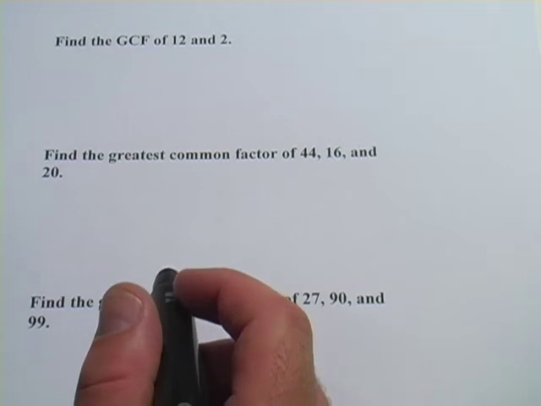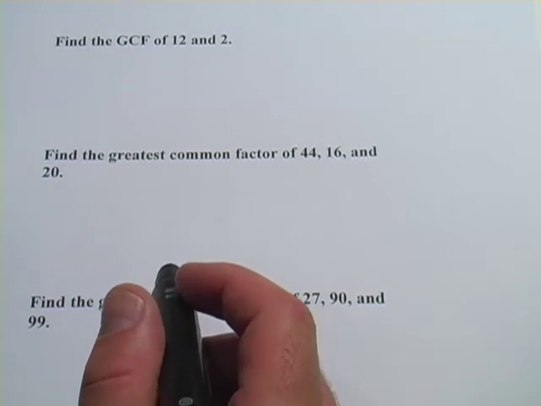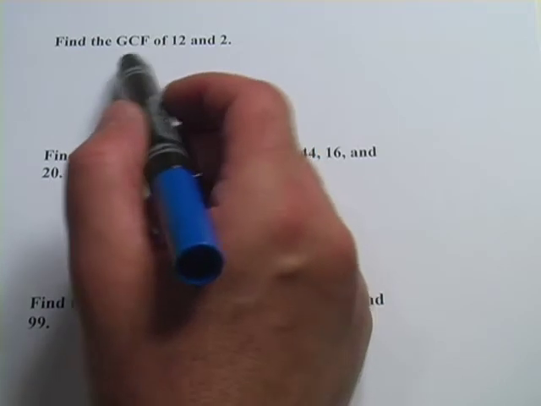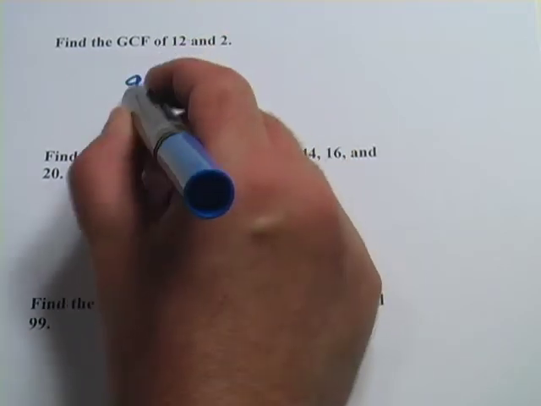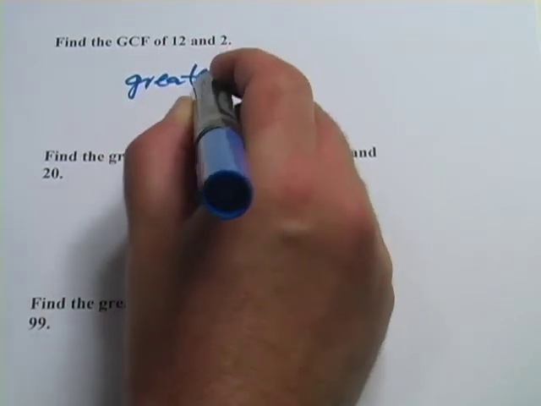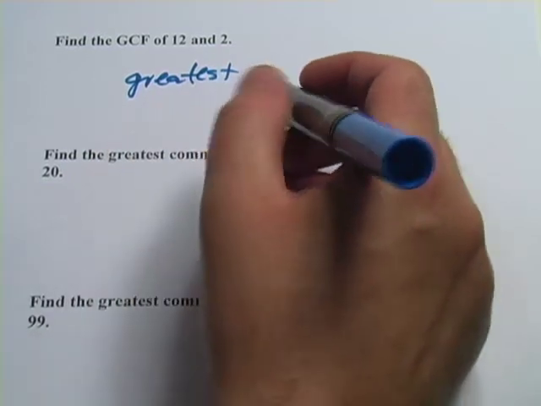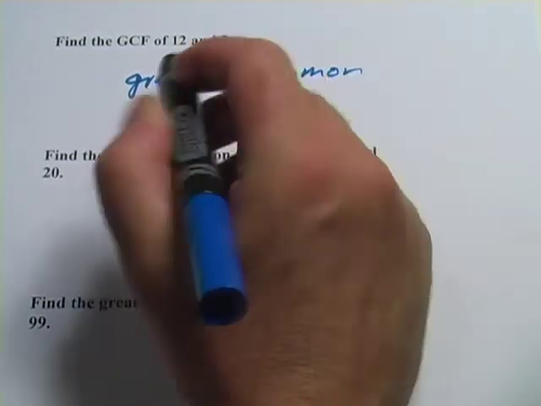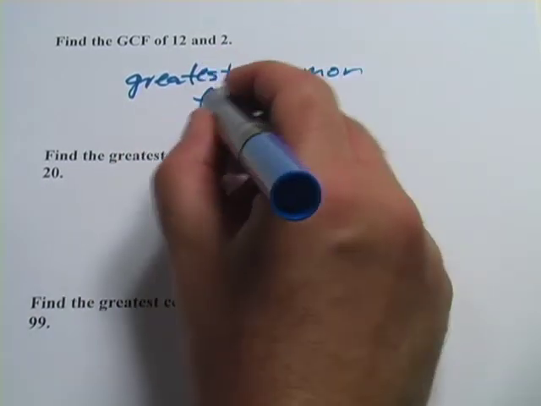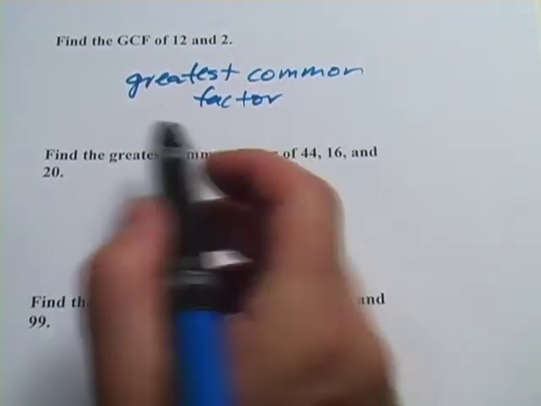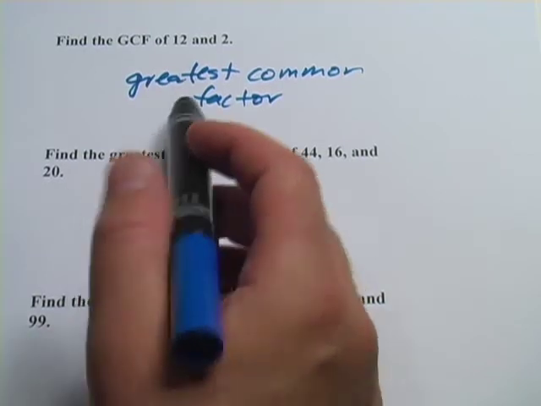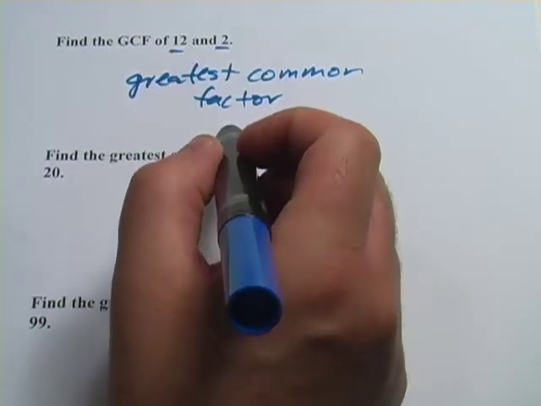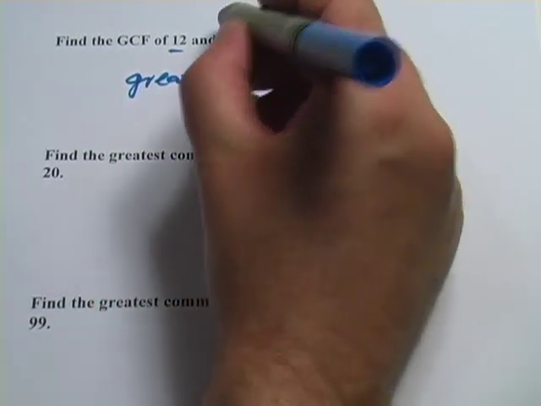These problems are about finding the greatest common factor, and sometimes they abbreviate that GCF. So it's greatest, meaning you're going to find the number that's the biggest. It's common, that means it's in common between two other numbers, and it's a factor of both numbers. So to find the greatest common factor of 12 and 2, I might want to list the factors.